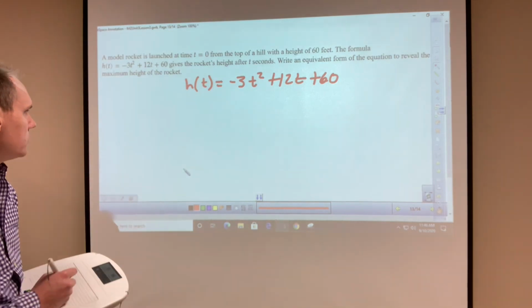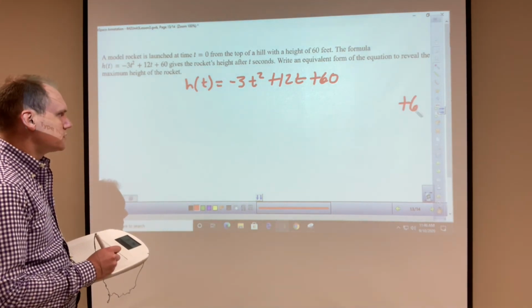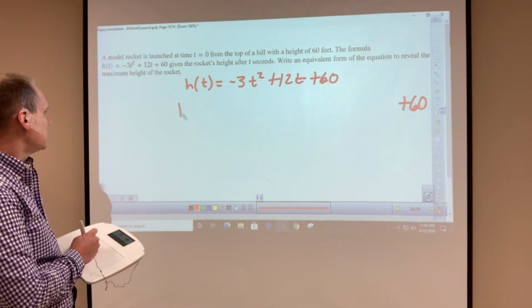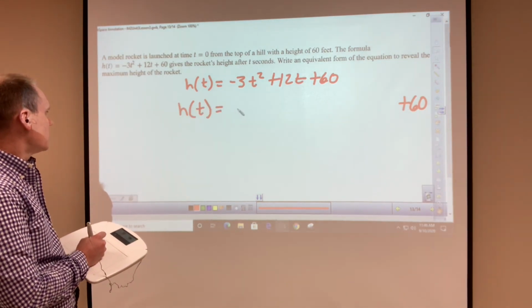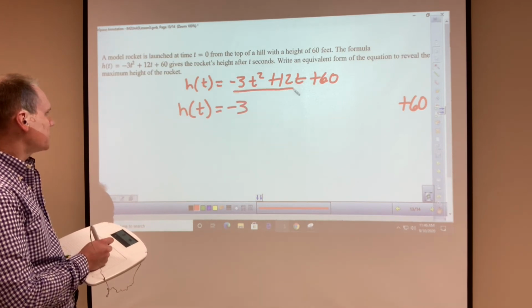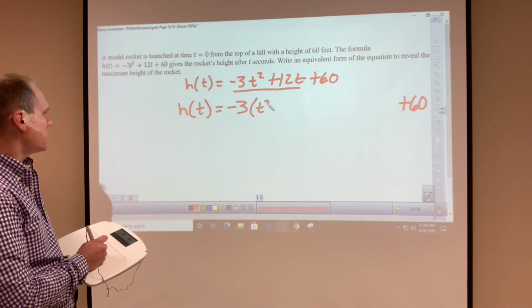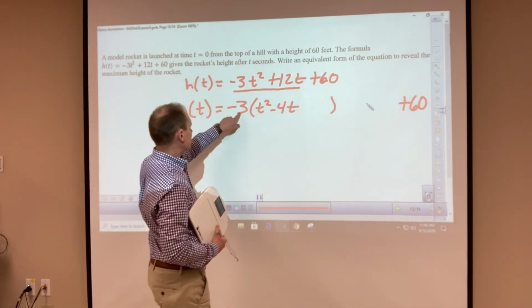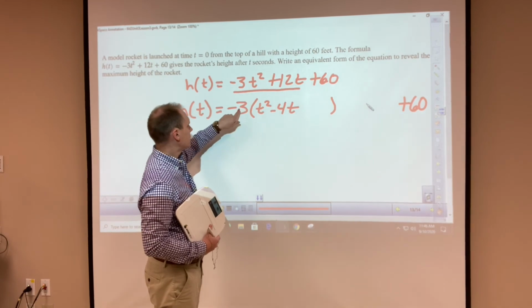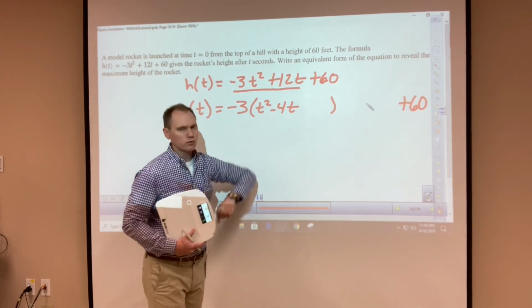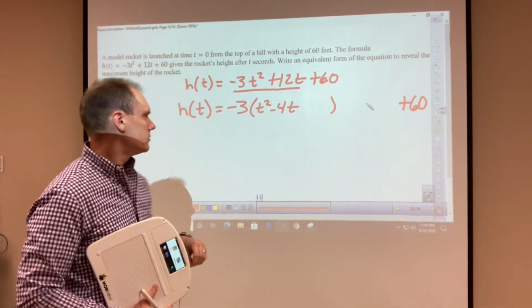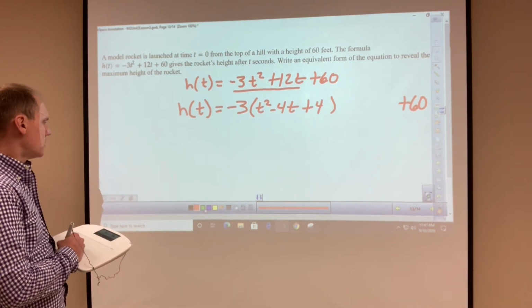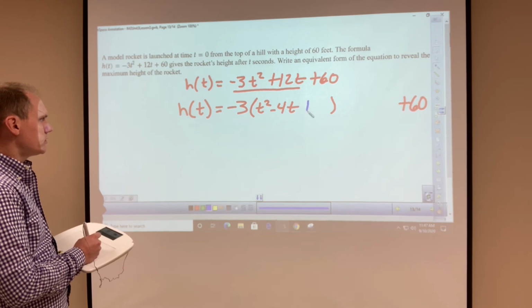Okay, so the first thing to do is to push off that positive 60 to the outside. We're going to come back and bring it back in later. For now, we need to factor out the negative 3 from the first two terms. So that's going to be t squared minus 4t. Again, double check yourself. Negative 3 times t squared is negative 3t squared. Negative 3 times negative 4 is positive 12. And so from there, you can complete the square. It's a plus 4.